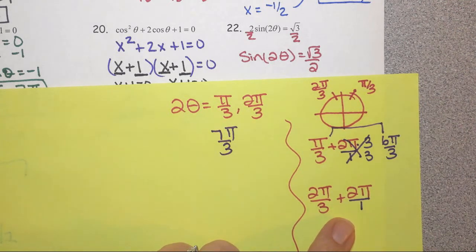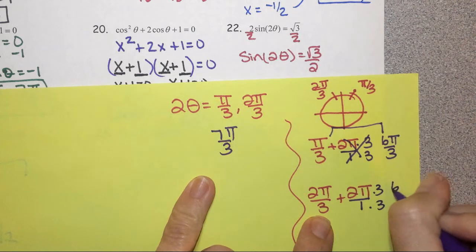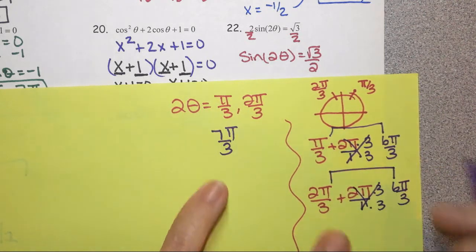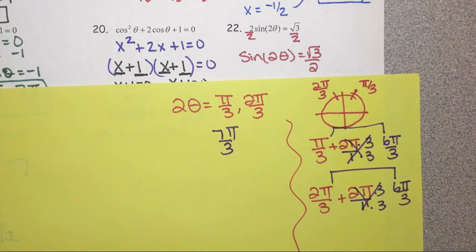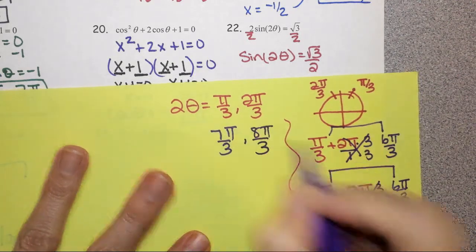I'm going to come and do the same thing down here. I need a denominator of 3. So 2 pi is going to change to 6 pi over 3. I'm going to add the tops. When I add the tops, 2 pi plus 6 pi is 8 pi over 3.